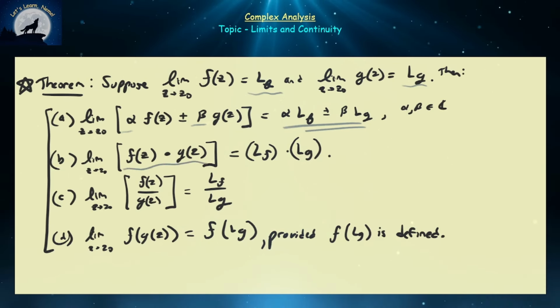Also, it can distribute over multiplication, no problem. And it can distribute over quotients, no problem, provided that the bottom limit is not 0. And moreover, it can distribute into compositions of functions, no problem, as long as that composition at that limit exists.